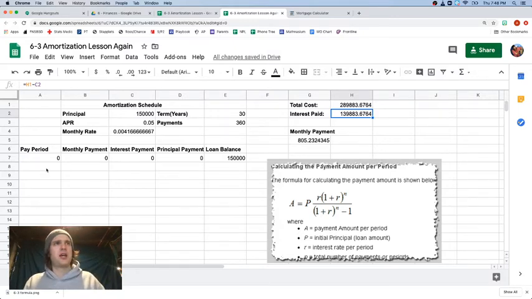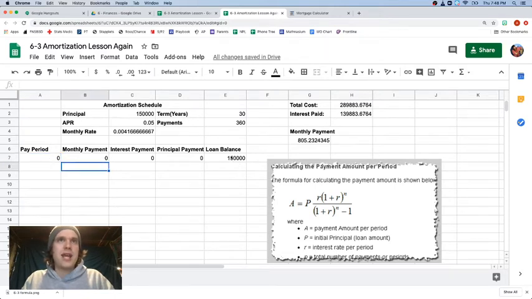I also want you to see what's happening from month to month so we can understand how this payment progression works. We're going to see the loan slowly eat away in this amortization schedule. When you start, you're on pay period 0, you have no monthly payment, no interest payment, no principal payment. Right when you start, you owe the bank $150,000, assuming that's what you borrowed.